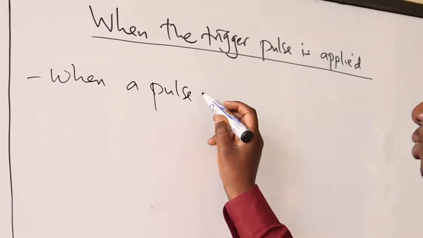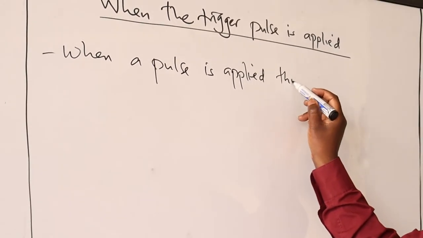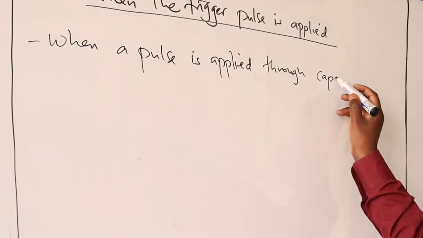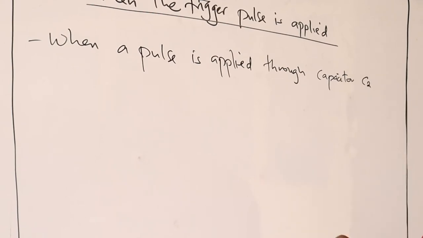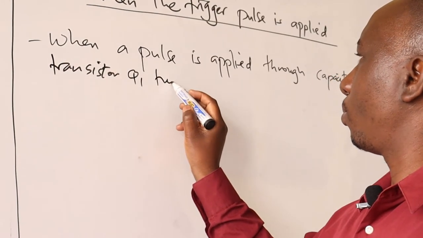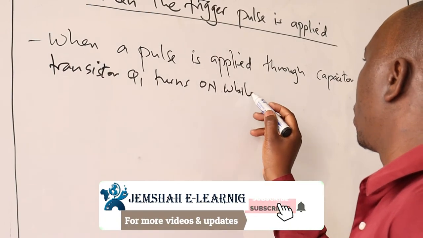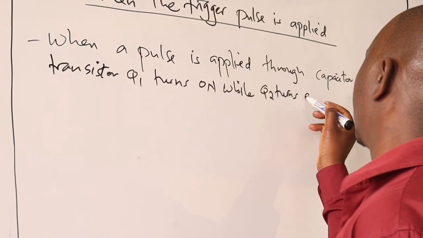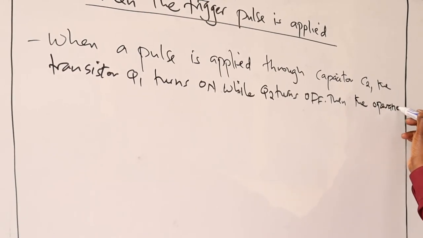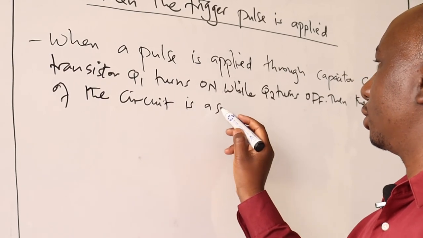When a pulse is applied through capacitor C2, the transistor Q1 turns on, while Q2 turns off. And then the operation of the circuit is as follows.